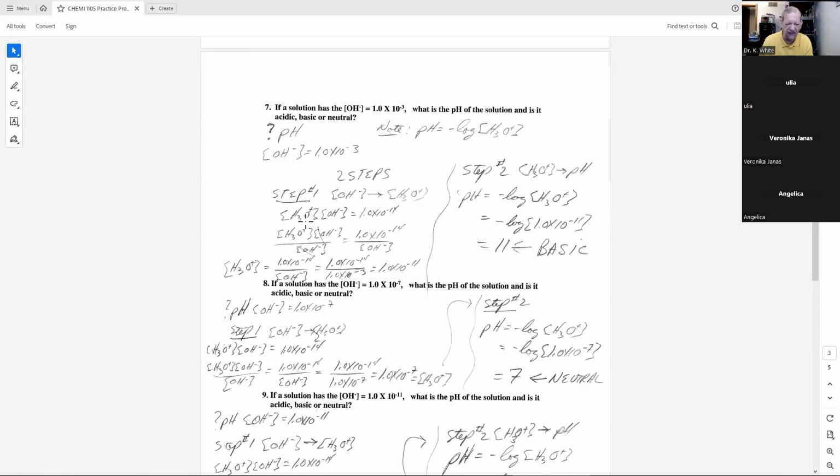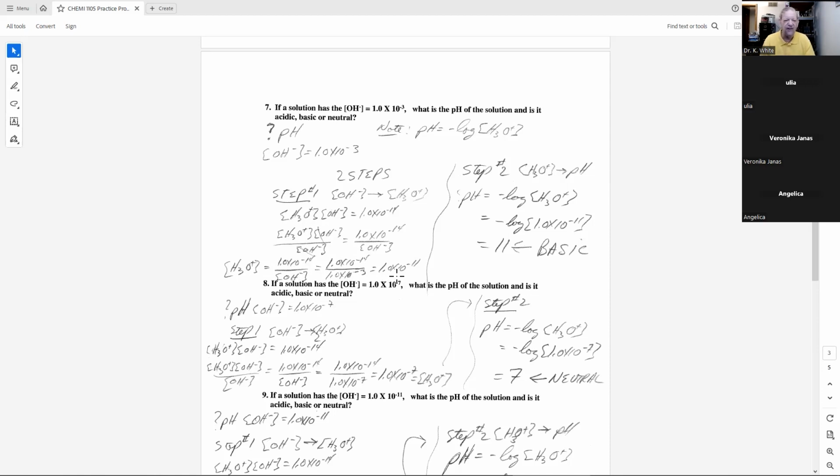In order to solve for hydronium, we want to get rid of hydroxide because we've got H3O plus alone on one side. Anything divided by itself becomes the number 1. And whatever I do to one side, I do to the other. Hydronium equals 1.0 times 10 to the minus 14 divided by hydroxide. Put that number in, and you get 1.0 times 10 to the minus 11.